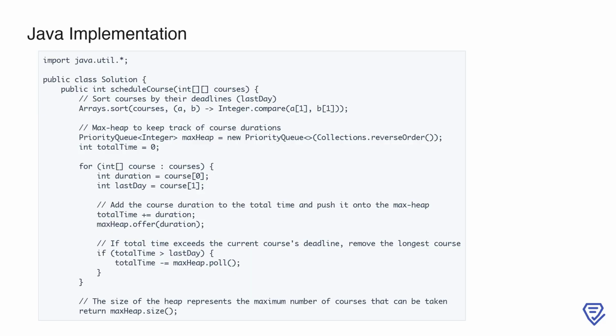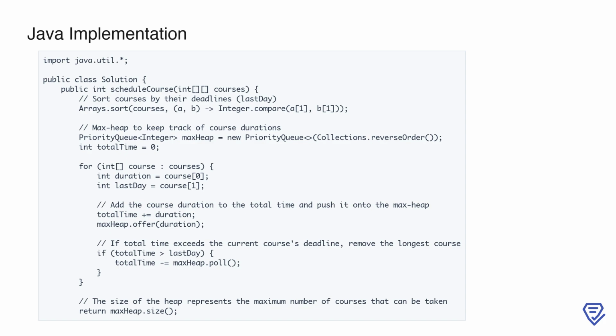We then use a max heap, implemented with a priority queue, to keep track of the durations of the courses we've selected so far. The variable total time keeps a running sum of the durations of these courses. For each course, we add its duration to total time and push this duration into the max heap. However, if adding this course causes the total time to exceed its deadline, we remove the longest course from the heap. This strategy ensures that we always prioritize shorter courses while respecting deadlines.